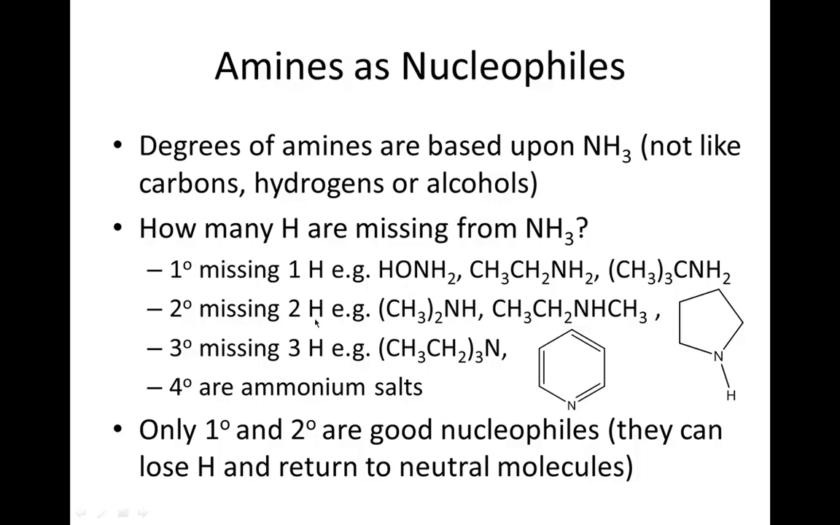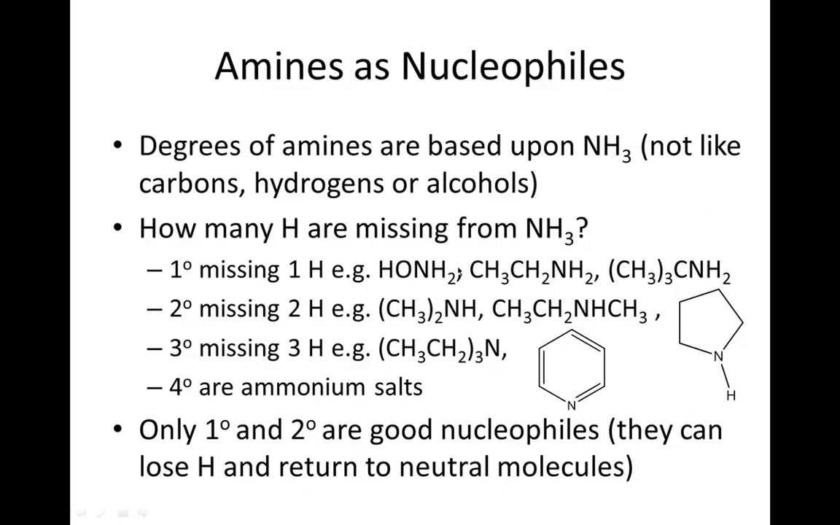And if we take two of the hydrogens off of ammonia, again, it doesn't matter what we put in place of them. If we've got only one hydrogen on the nitrogen, two of them are gone from ammonia. These are all examples of secondary amines. So I have various degrees of carbon, it doesn't matter. It's just how many hydrogens are missing from ammonia. So we're down to one hydrogen, these are secondary amines.